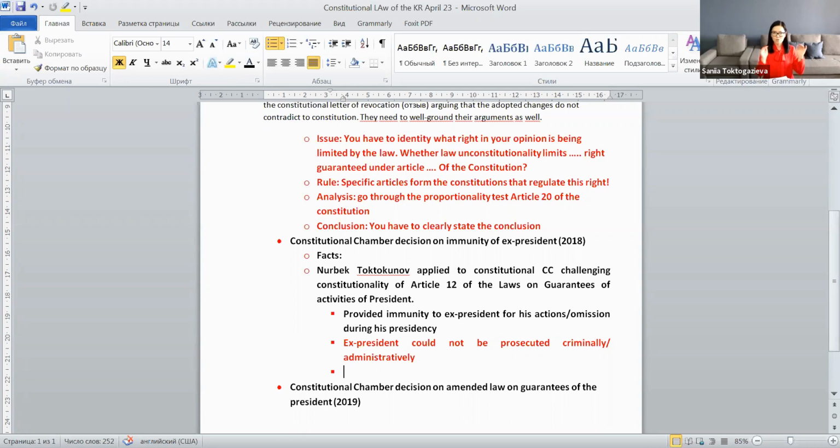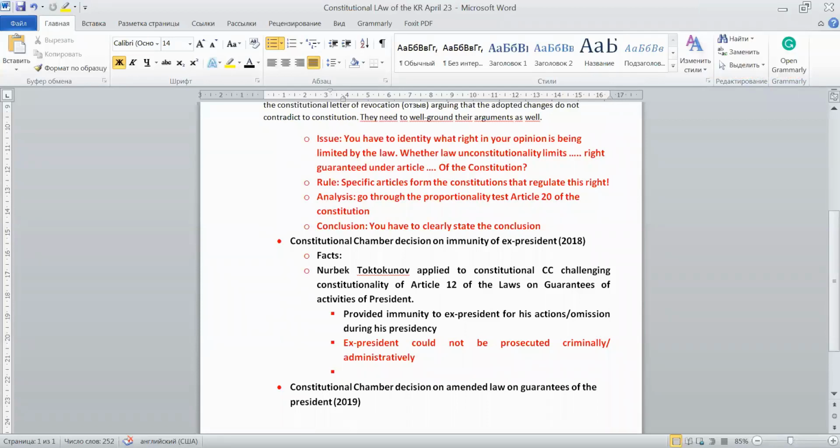So which means for a sitting president, we have a mechanism of lifting the immunity. Even though he's a sitting president, yes, he enjoys immunity, but there is a procedure available, and the name of this procedure is impeachment. But interestingly, in Article 12, and generally in all these law on guarantees of the ex-president, there was no such procedure or mechanism available to whom?